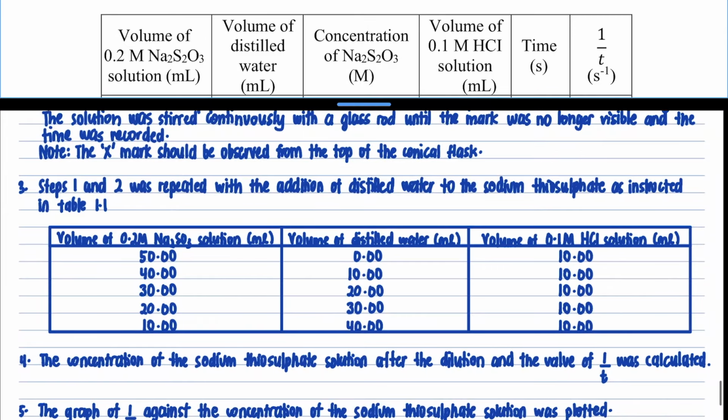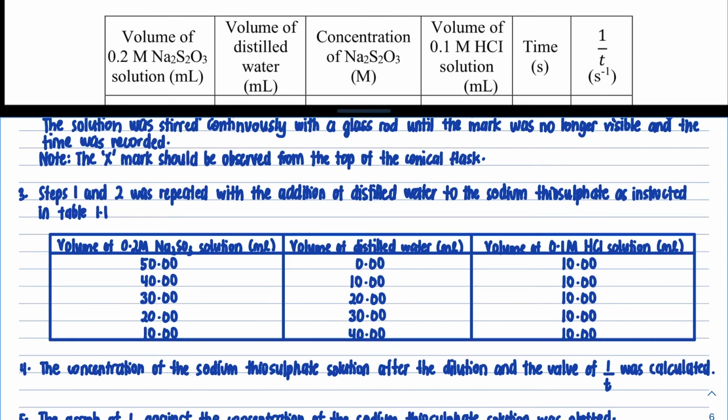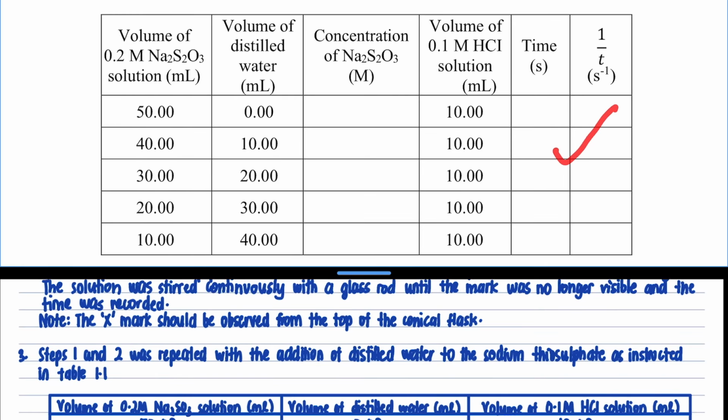It's like this. First table, volume of sodium thiosulfate. The second one is volume of distilled water. Next is volume of 0.1 molar HCl solution. It's not that I'm going to ignore this one. This table, I'm going to redraw again during the results. For the procedure, I only want this 1, 2, 3. So that is for step number 3.